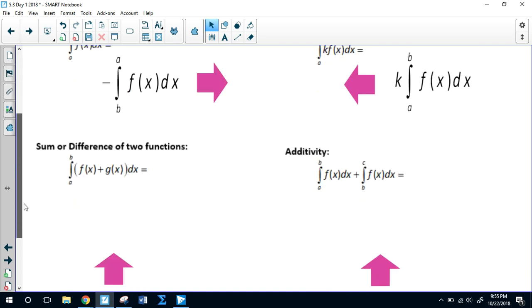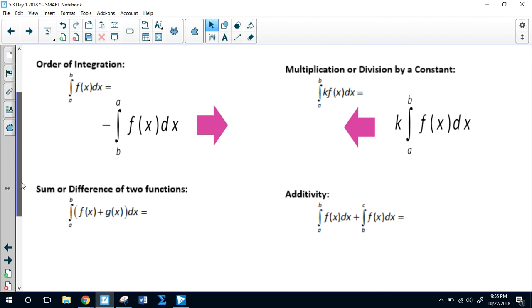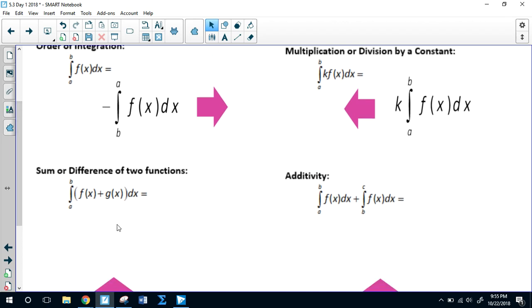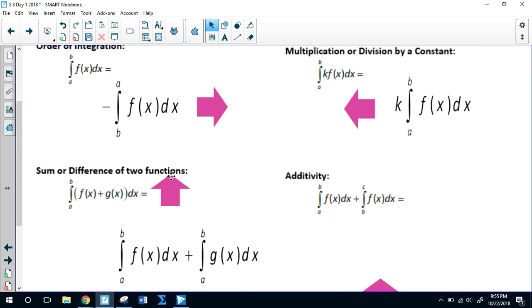All right, the next rule is the sum or difference rule. So this plus sign could also be a minus sign. If you have two functions added together, let's say like sine of x plus x or something like that, you can separate them into two separate integrals.